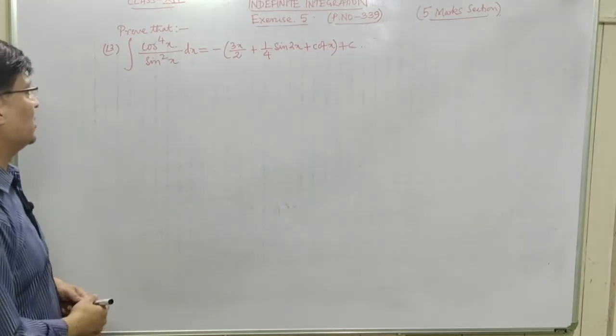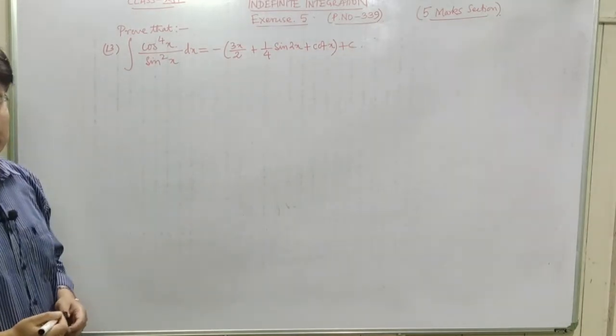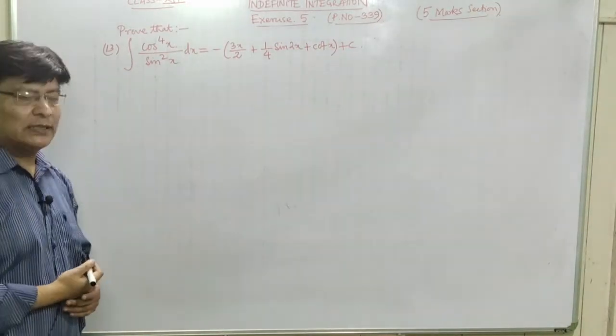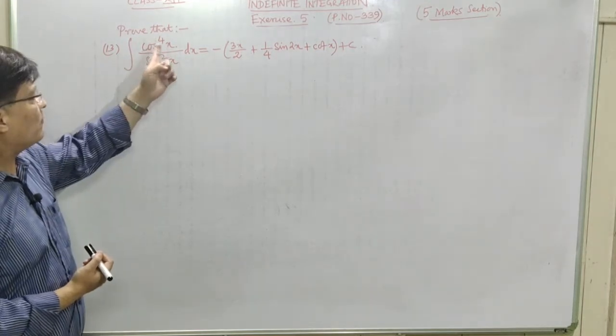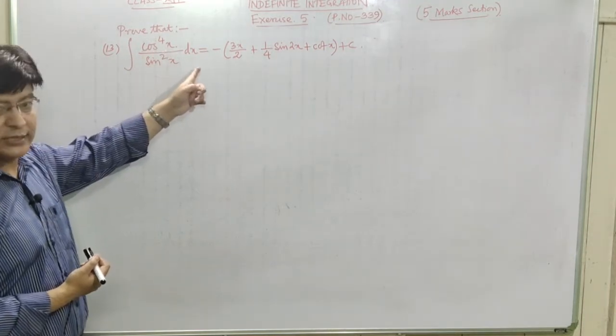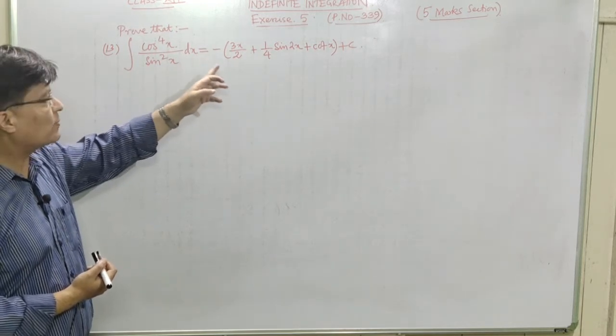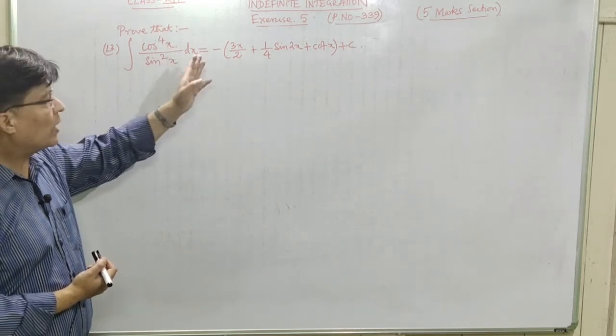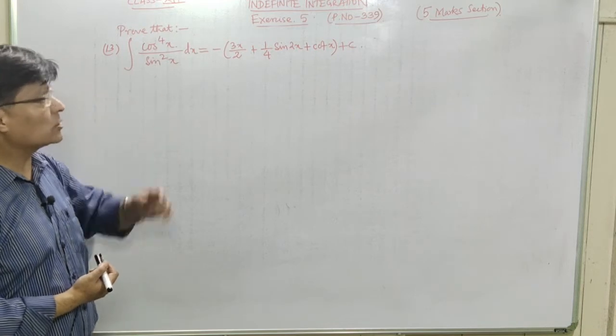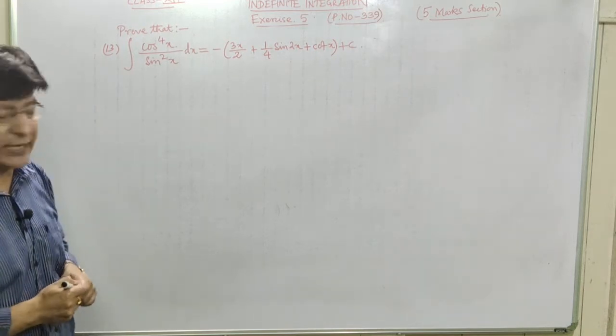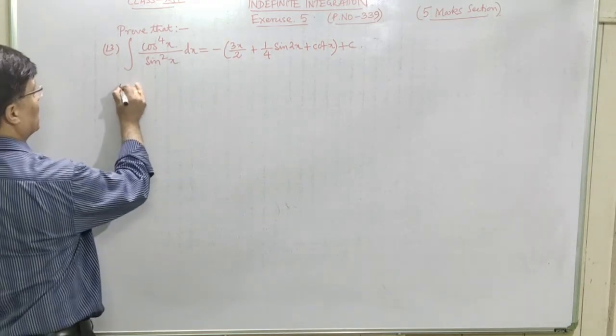So now we'll do the next question, that is question number 13. This is also prove that integration of cos to the power 4x divided by sin square x dx is equal to minus within bracket 3x by 2 plus 1/4 sin 2x plus cot x bracket close plus c. So let us prove it.